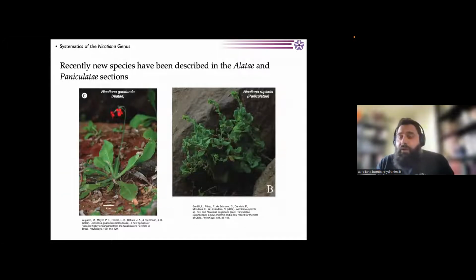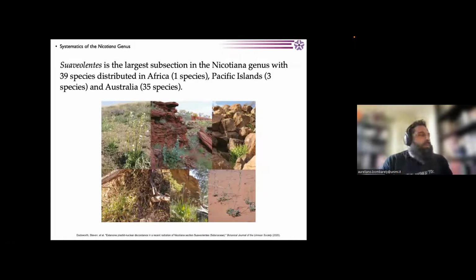As I mentioned before, recent species of Nicotiana have been discovered. And I have to say, I'm quite excited about those, because it's always nice to have new species in your genome. So these are two, Nicotiana grandalera and Nicotiana rupicola, that were recently published. And also, of course, this wonderful work of Marches and others on the Suaveolentes species, and they have really new species. If you have attended these online seminars, I think that they presented some of them.